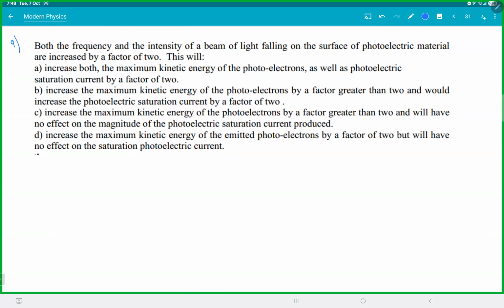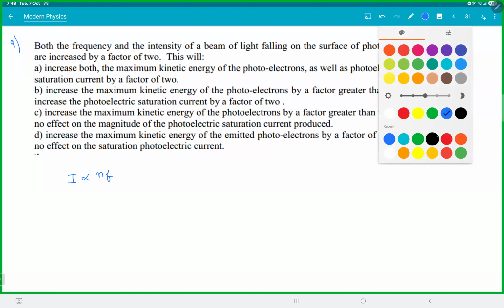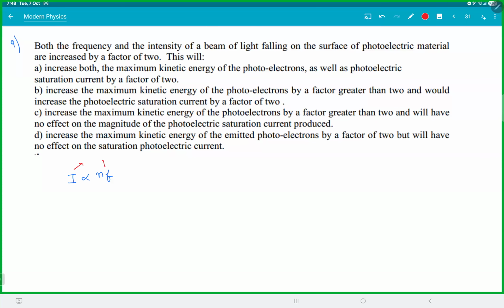See, just now we saw that I is proportional to NF. If you double both of them, they remain the same, therefore the current is the same. Now, people who just remember that increasing I increases the current will goof up. And the same thing here: you're increasing the frequency also.